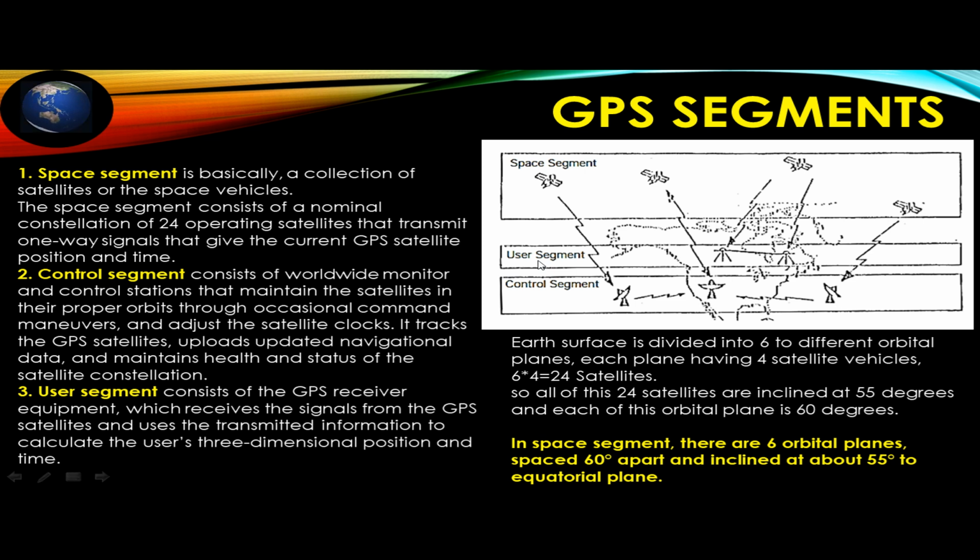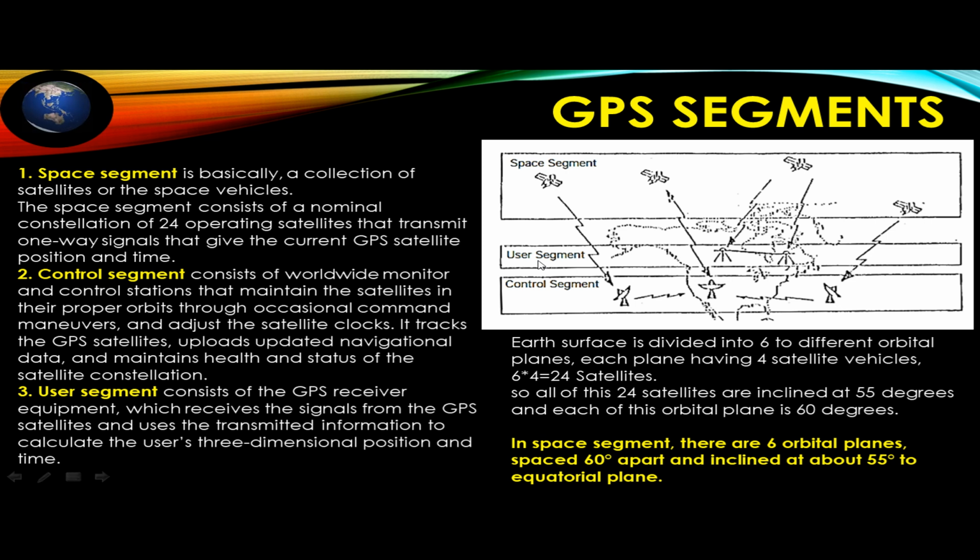Basically, the space segment is a collection of satellites, or space vehicles, you can say. Generally, the satellites are called space vehicles because they are moving in space or orbits. The space segment consists of a nominal constellation of 24 operating satellites. As I have told, there are six orbits, four satellites in each orbit. So 24 operating satellites transmit a one-way signal that gives the current GPS satellite position and time.